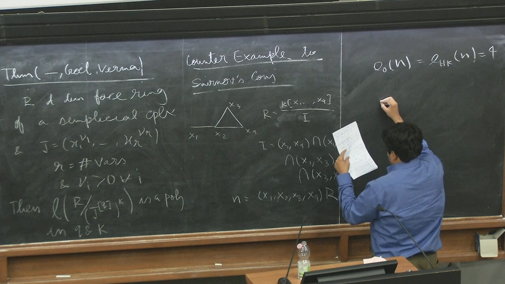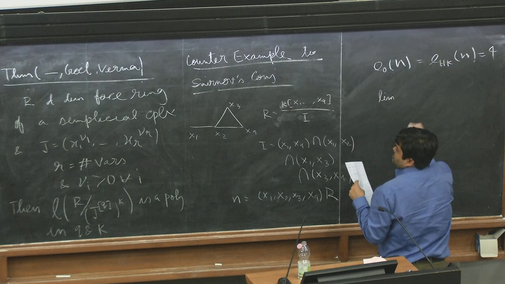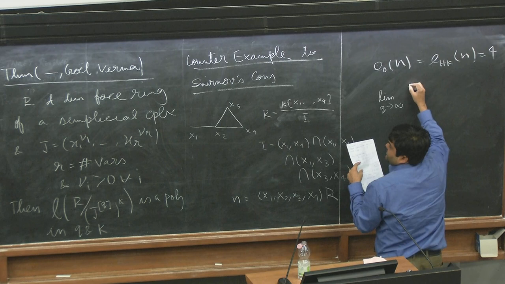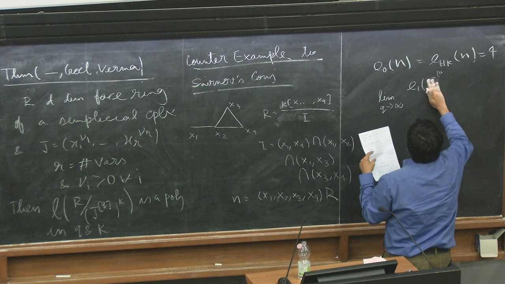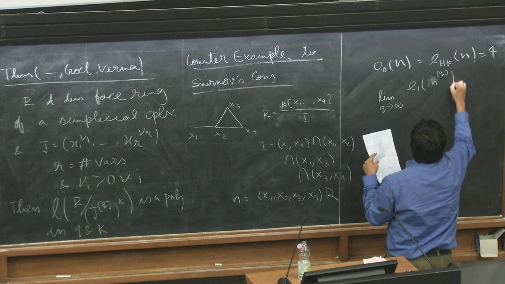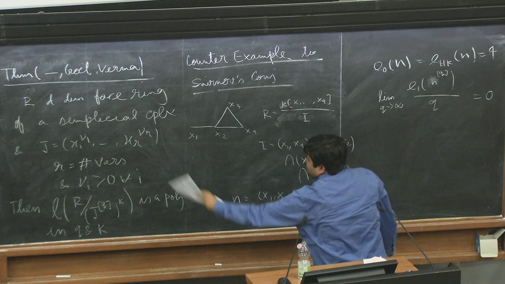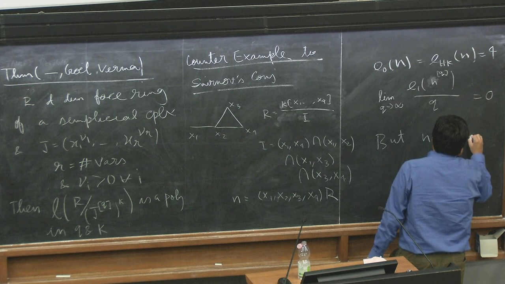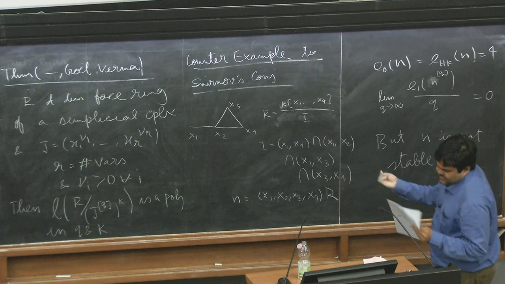And also the limit is zero, one can show. So the right hand side matches, but n is not stable. Showing it is not stable involves a little bit of the Hilbert-Samuel function and reduction number. I stop here.